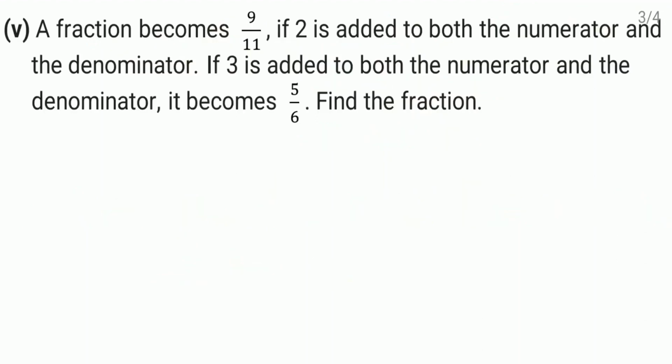Right? Now come to the next one. Here, fifth one. A fraction becomes 9 by 11 if 2 is added to both the numerator and the denominator. If 3 is added to both the numerator and the denominator, it becomes 5 by 6. Find the fraction. As they are talking about the fraction, it means that the fraction has the numerator as well as the denominator, which we don't know.